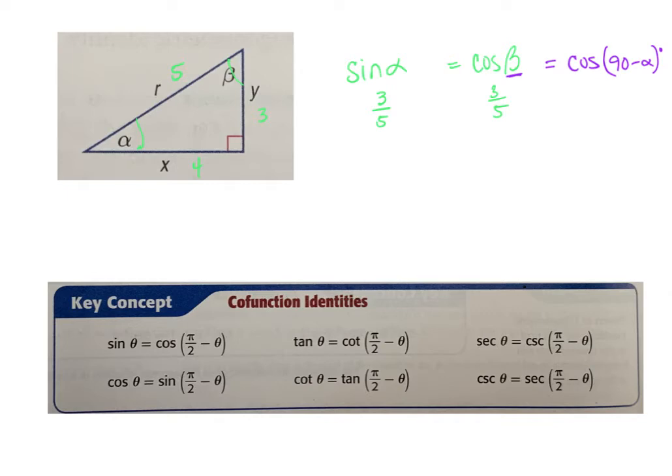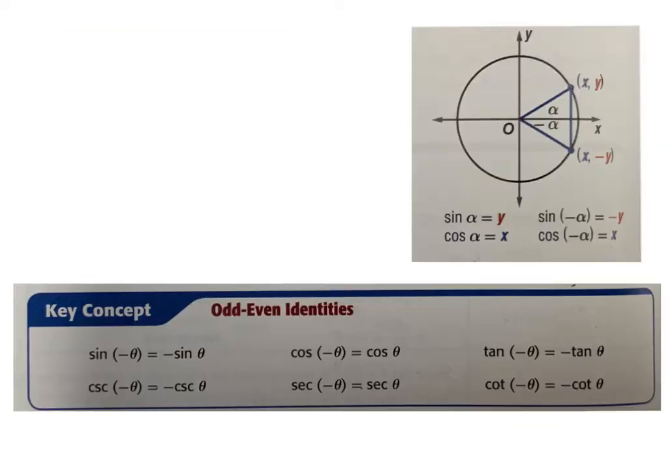Let's look at even and odd functions. Even and odd, middle of page 314. So with this, they're showing us a unit circle here. And so I have this angle alpha, and I have its sine and cosine. Sine is the y value, cosine is the x, right? And then I have negative alpha. I took the same angle and did negative, right? I have the sine of the negative y and the cosine of the x.